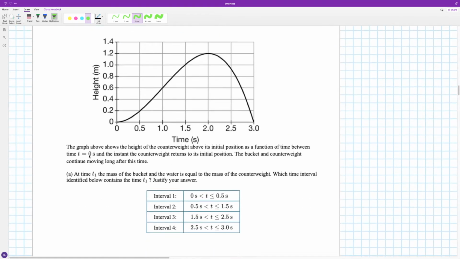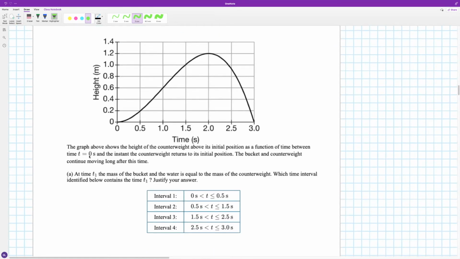Let's go ahead and take a look. The graph above shows the height of the counterweight above its initial position as a function of time between time t equals 0 seconds and the instant the counterweight returns to its initial position. The bucket and counterweight continue moving along after this time.